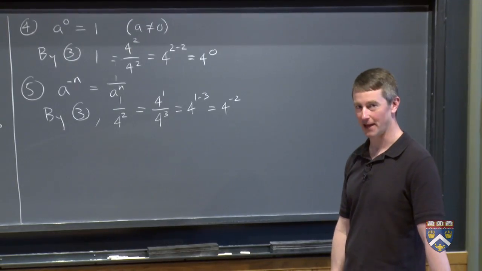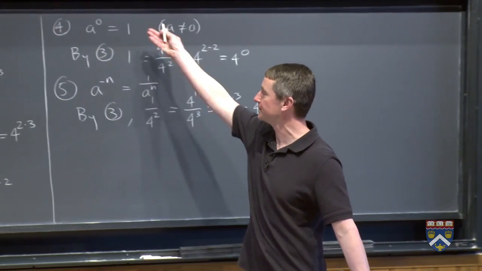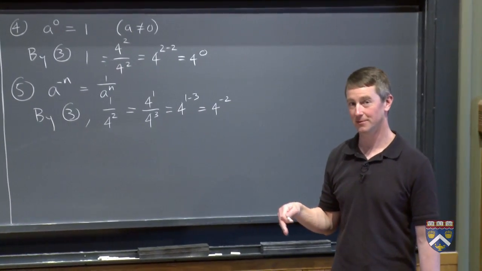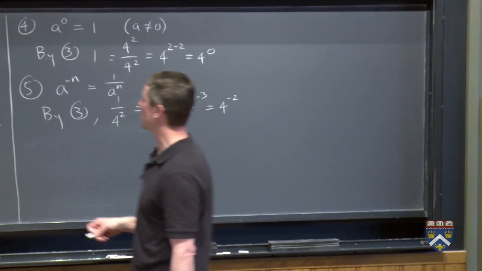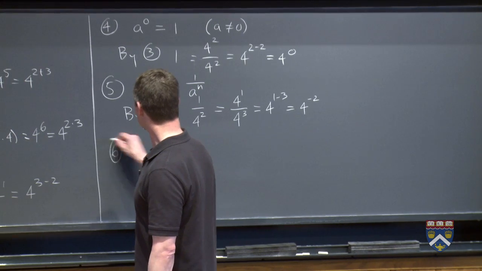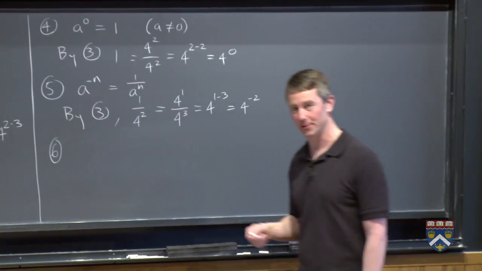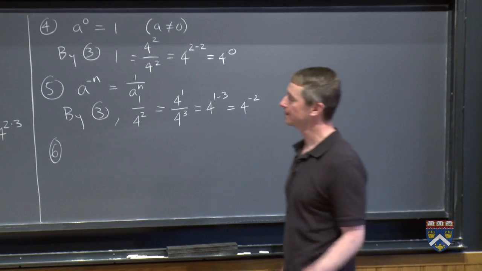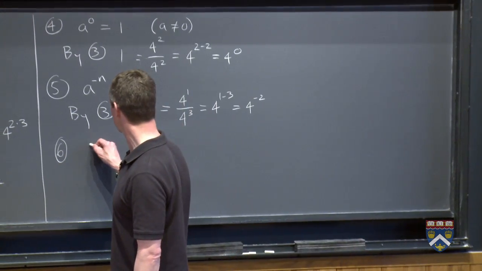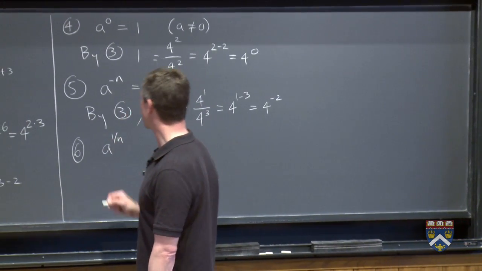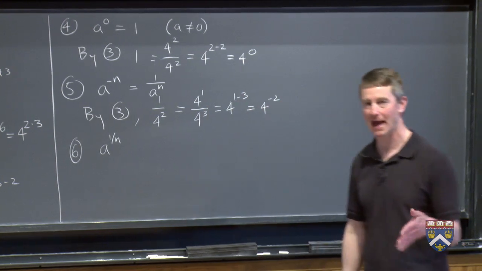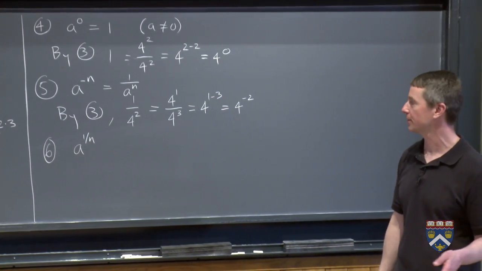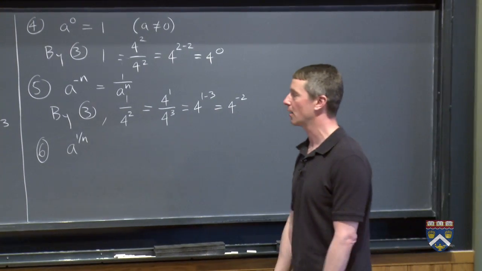So what exponents are left? We've covered the positive integers and 0 and negative integers. Well, there's actually a lot of numbers left. There are all of the non-integer rational numbers, so numbers like 3/7, 1/5, and so forth. So let's first start with just a to the 1 over n. So a to the 1/2, a to the 1/3, a to the 1/4, that sort of thing. See if we can figure out what that should mean.